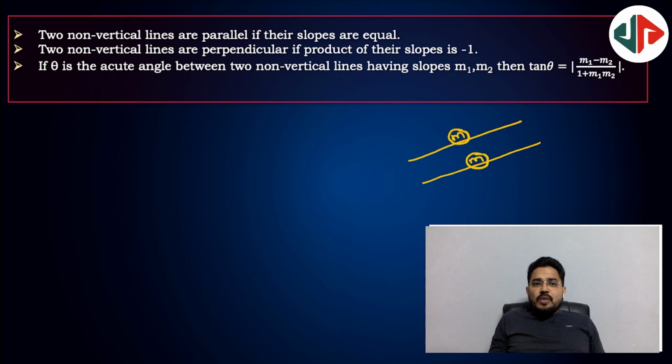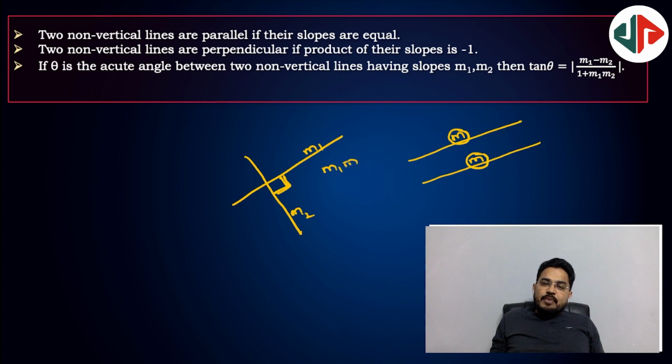Next, two non-vertical lines are perpendicular. Non-vertical lines means one line is like this and one line is like this one. How is it perpendicular? Perpendicular means this angle is 90 degrees. So if the slope is m1 and the other slope is m2, then m1 times m2 is equal to minus 1. The product of the slopes is minus 1.